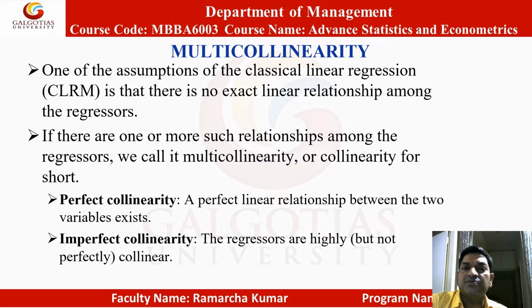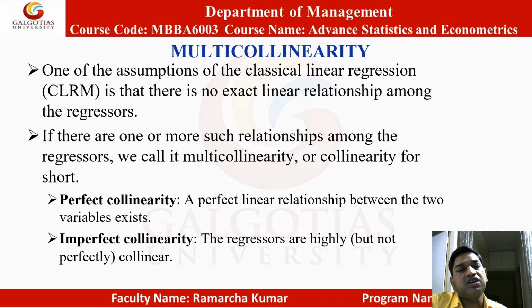One of the assumptions of the classical linear regression model (CLRM) is that there is no exact linear relationship among the regressors. If there are one or more such relationships among the regressors, we call it multicollinearity, or collinearity for short. Perfect multicollinearity: a perfect linear relationship between two variables exists. If it exists, then we call it perfect multicollinearity. Then you cannot estimate the model.